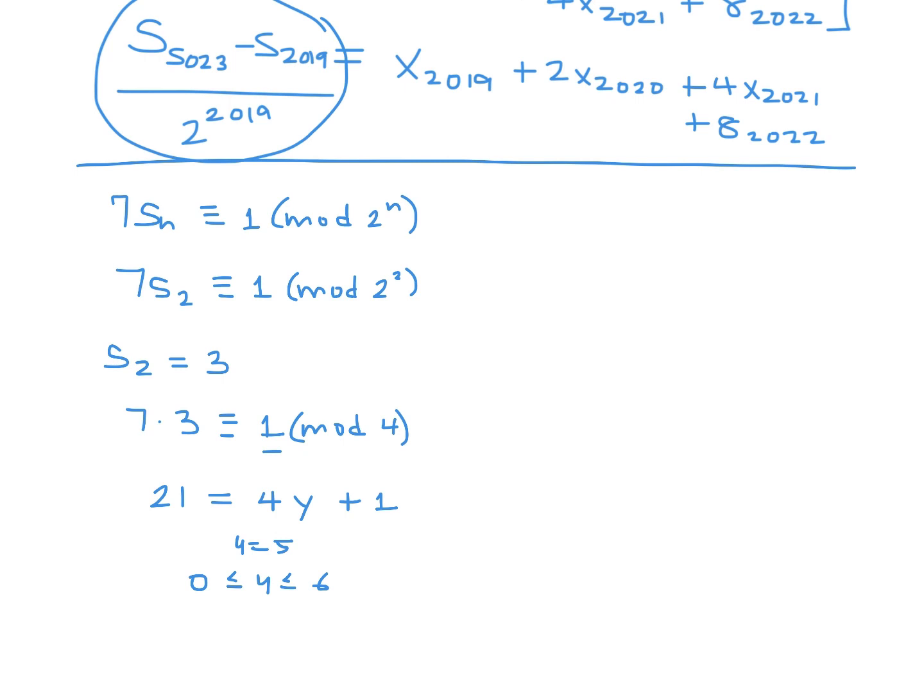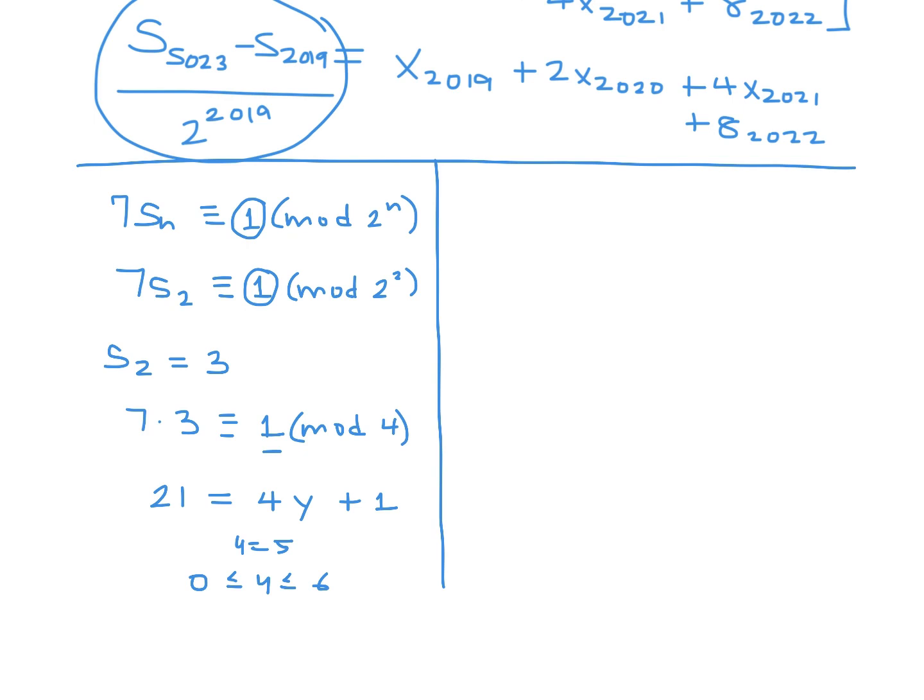Because if it's 7, then it would be divisible by 4 and it would have no remainder. Yeah, because this mod 4 has to give a remainder of 1. That's what this means for this particular example. So I'm just trying to get parameters here.